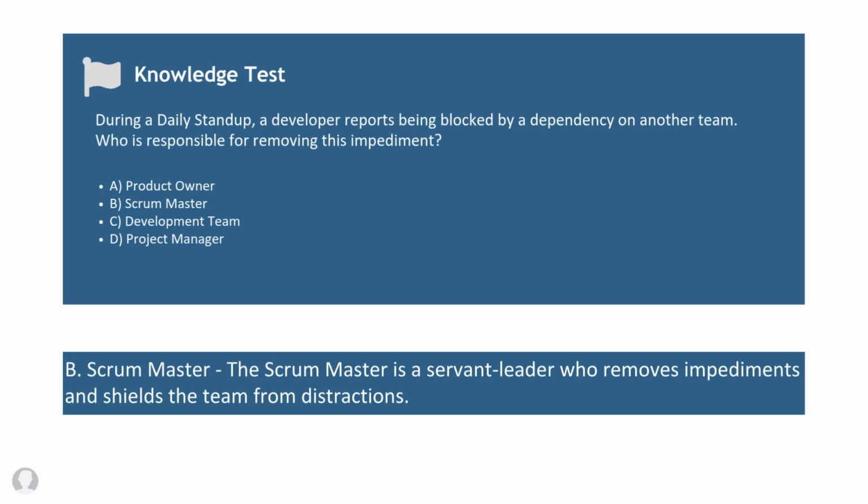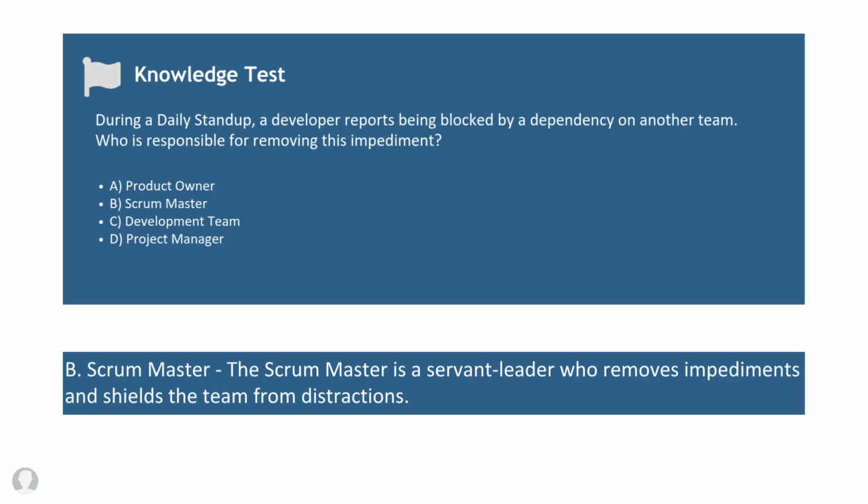Option C, development team. Yes, the developers can absolutely try to resolve technical issues themselves, but when a blocker involves another team or something outside their control, escalating it is not their primary responsibility. So C is not the best fit either. Option D, project manager. This one is a classic trap, especially for folks coming from a traditional project management background. In Scrum, there technically isn't a project manager role. Many of those responsibilities get distributed across the three Scrum roles. So D is out. That leaves option B, Scrum Master, as the correct answer.